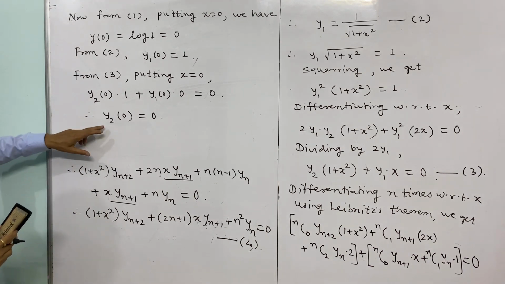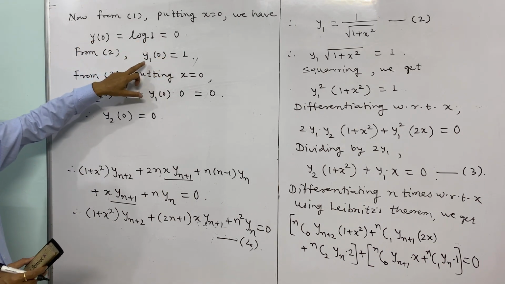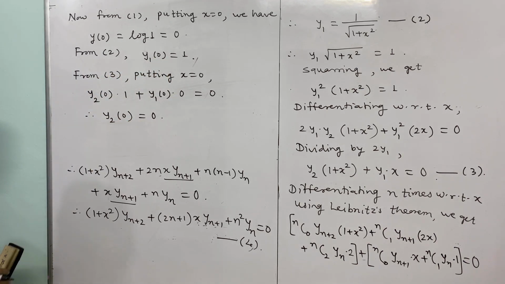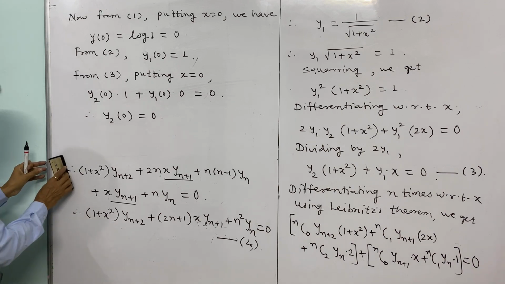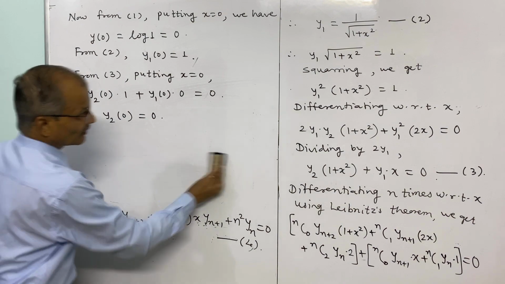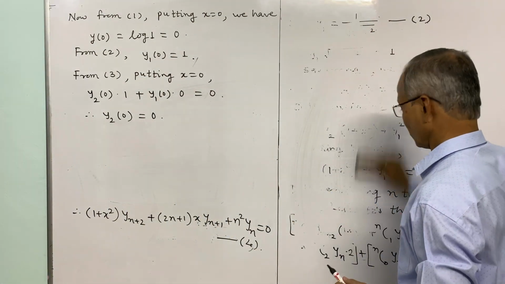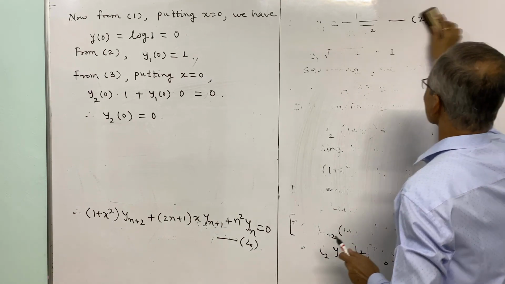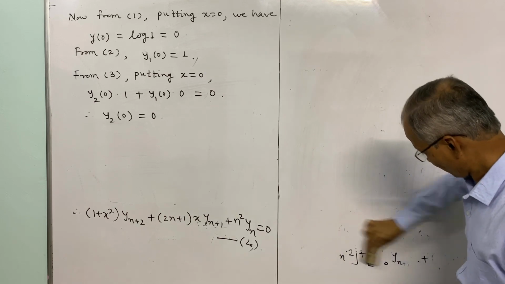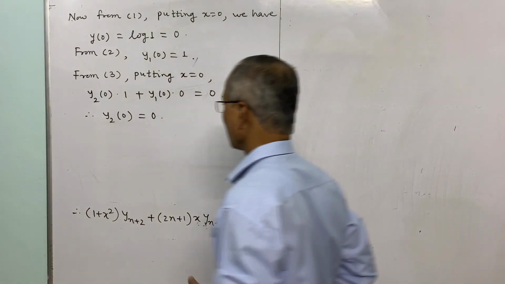So these are our first values. Y at 0 is 0, y1 at 0 is 1, and y2 at 0 is 0. Now we will consider the fourth equation. Putting n is equal to 1, 2, 3, etc. in 4, we shall see the further values of the derivatives at 0.